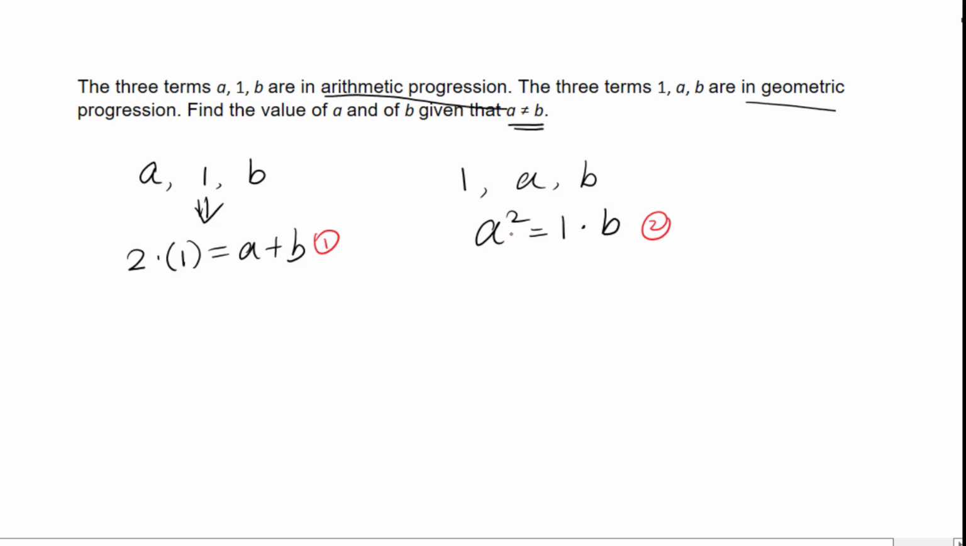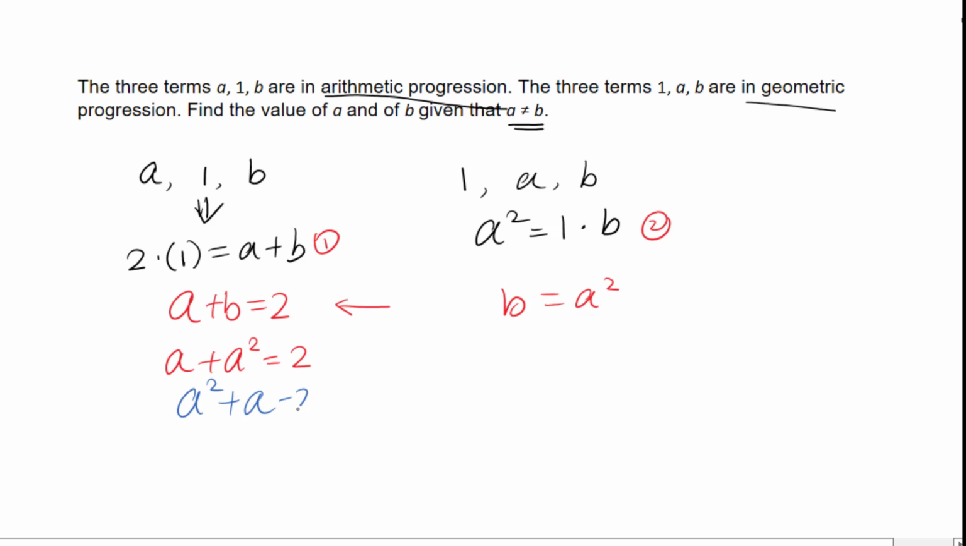We need to solve this system of equations. A plus B equals 2. Here is B equals A squared. We plug B equals A squared into this equation. We will get A plus A squared equals 2. Since this is a quadratic equation, write it in equal to 0 form: A squared plus A minus 2 equals 0. Factor: (A plus 2) times (A minus 1) equals 0. So A1 equals -2 and A2 equals 1.